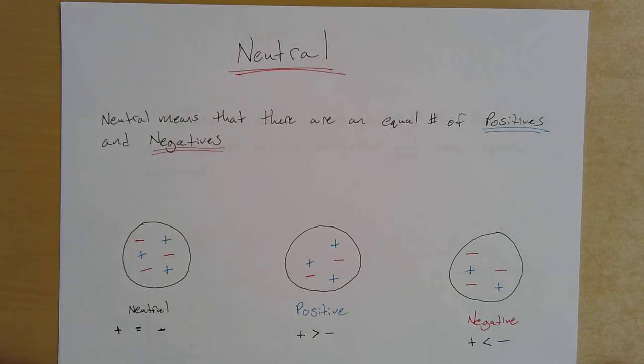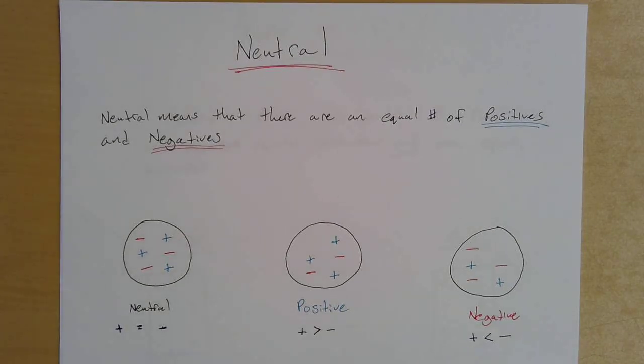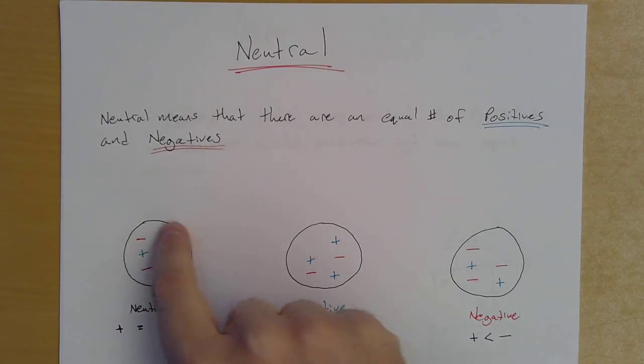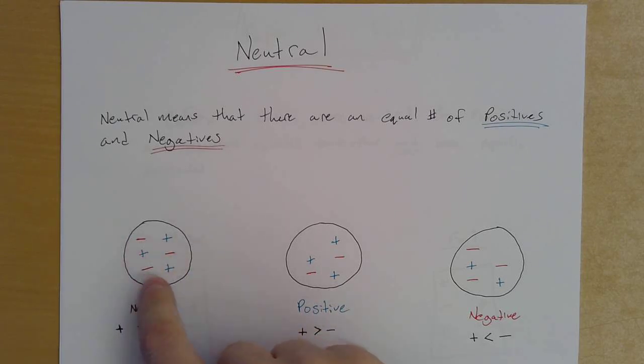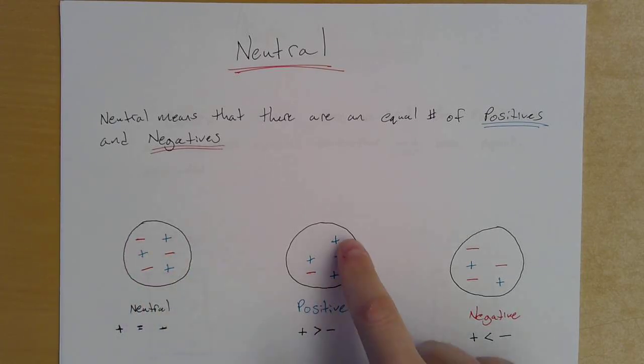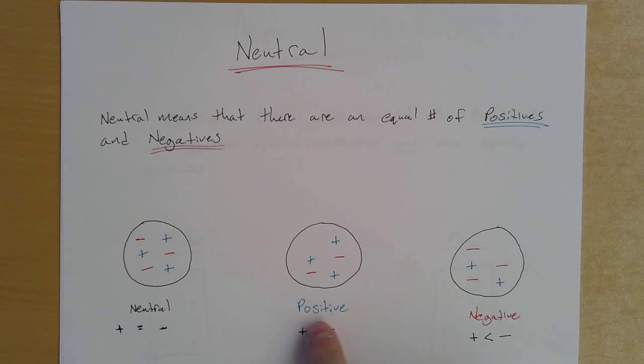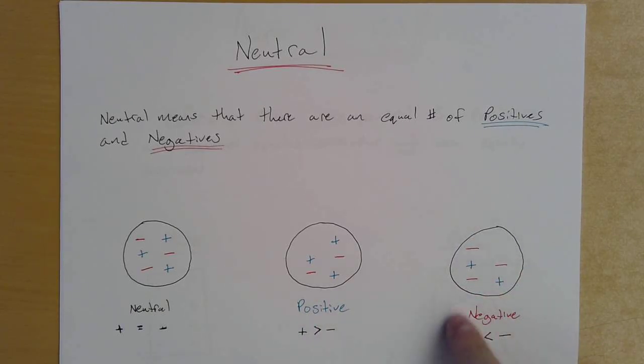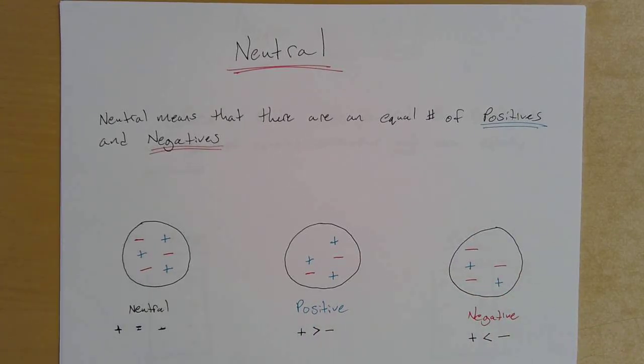First, we have to talk about what neutral means. Neutral means that there's an equal number of positives to negatives. So for this example right here, there's 3 positives and 3 negatives, so we have a neutral. I have more positives, so it is positively charged. I have more negatives, so it is negatively charged. So it has to do with the amount of things contributing to the charges.